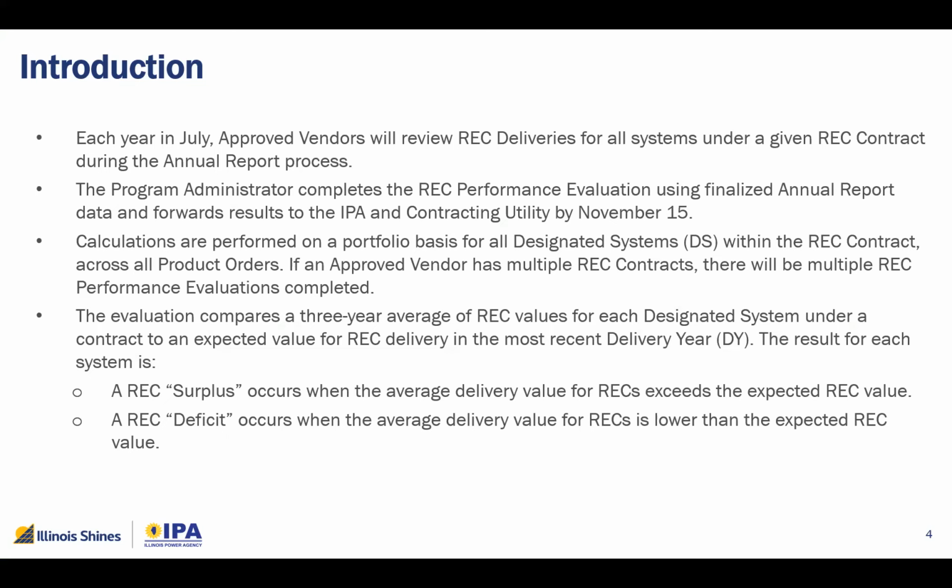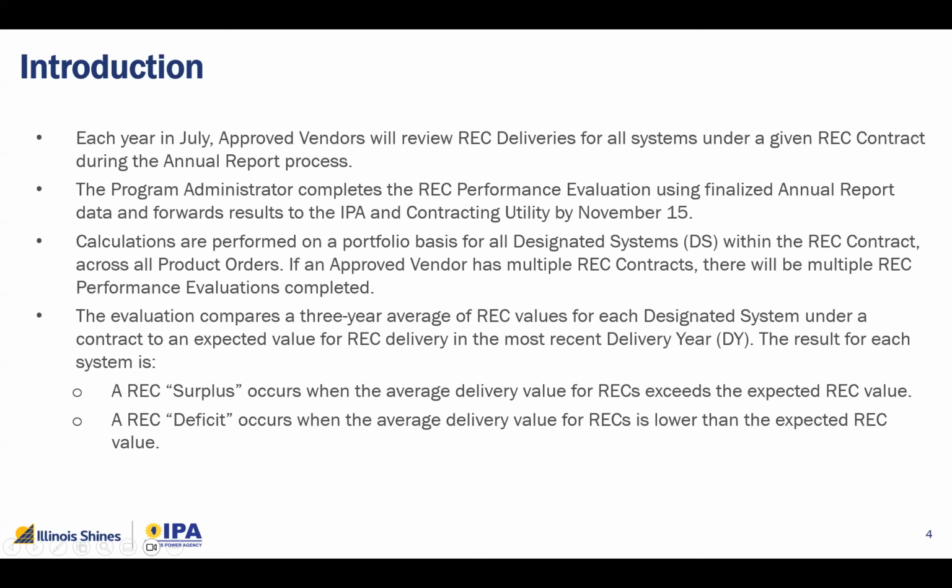In July, approved vendors review REC delivery quantities for all systems during the annual report process. The program administrator will complete the REC performance evaluation using final cured annual report data. Just a reminder that the annual report data must be cured by October of each year. Once the data is cured and considered finalized, the program administrator uses that final REC data and performs the REC performance evaluation. This is also sometimes referred to or thought of as a 3-year rolling average. We report those final results to the utilities by November 15th.